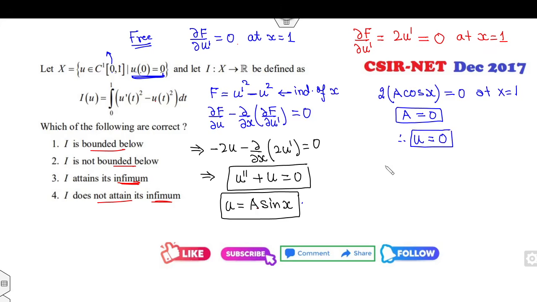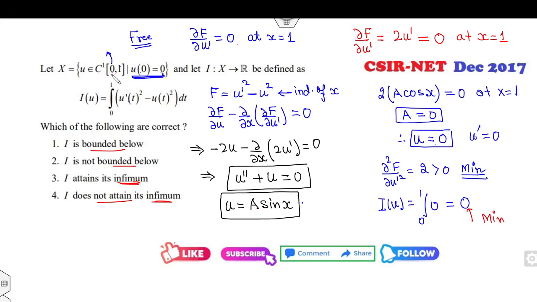Fine. Now we can check about that. What is the second derivative of u dash square, which is 2, greater than 0? That means minimum. Now what is the value of the minimum? I can substitute this value 0. U dash is also 0, because if u is equal to 0, u dash is also 0. The answer is 0. Now since it is a minimum, yes, minimum occurs, because it's a closed interval. So yes, it's bounded below, because it's a minimum value. So the minimum value of this is greater than or equal to 0, and the minimum occurs, so it is also attained. These two options cancel. A and C are the right ones.